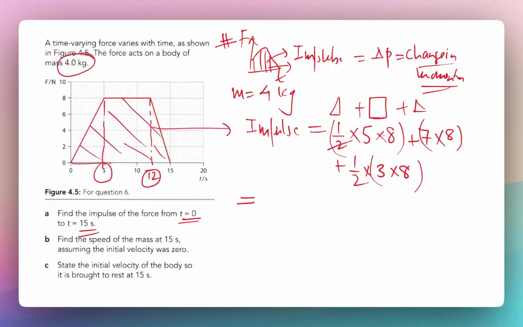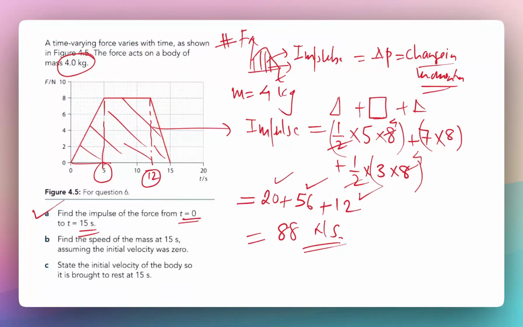So let's find that. Half into 5 into 8 is 20. Okay. And then the rectangle, 7 into 8, is 56. And then the triangle, half into 3 into 8, is 12. Okay. Let's check we have done it correctly. 20, 56, and then 12. And this is going to be equal to how much? 56 plus 20 plus 12, and that will be 88 Newton second. Okay. And that is going to be our impulse. Part A is done.